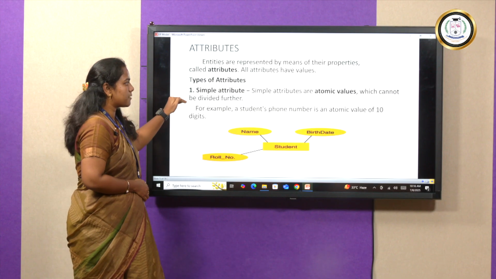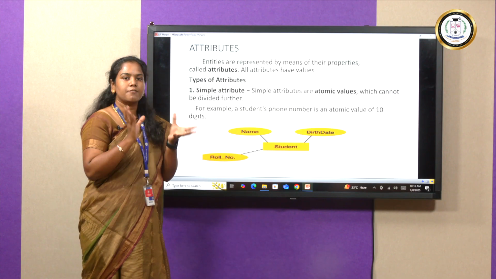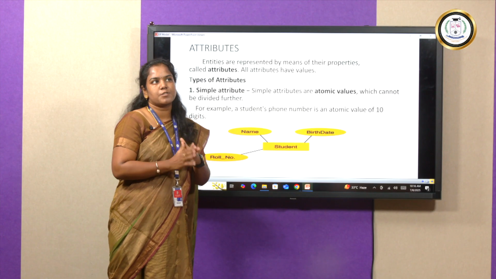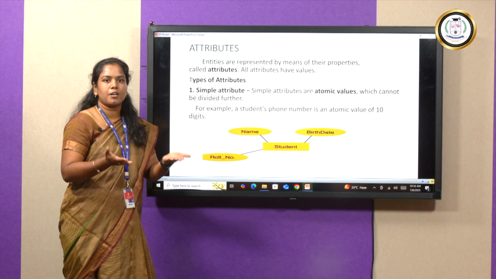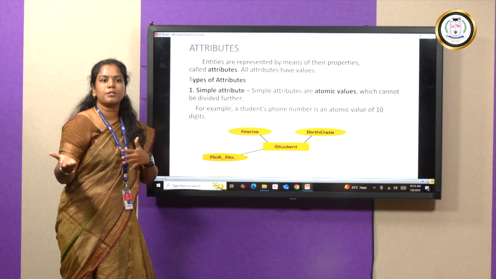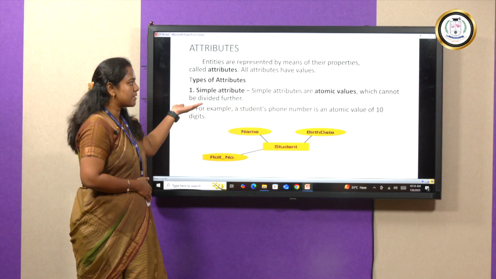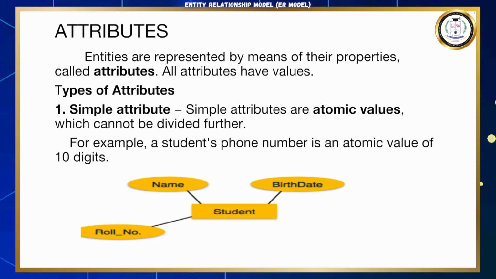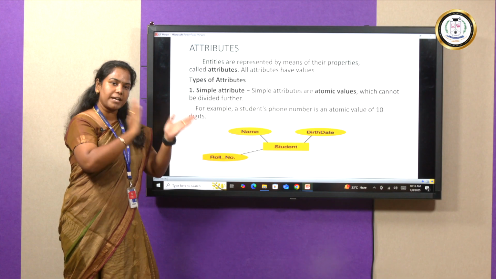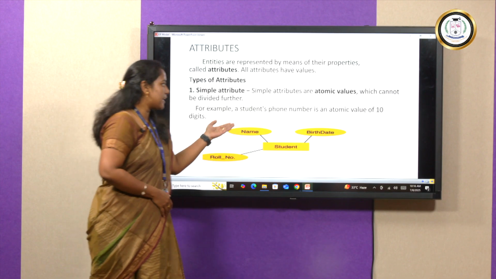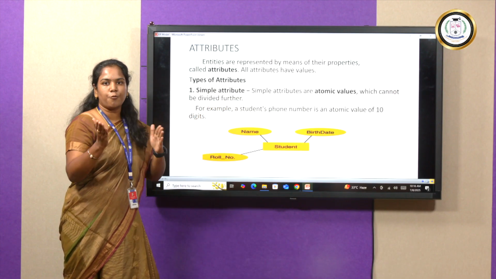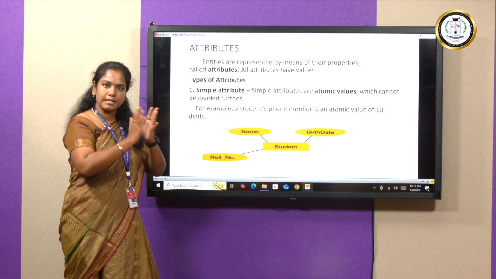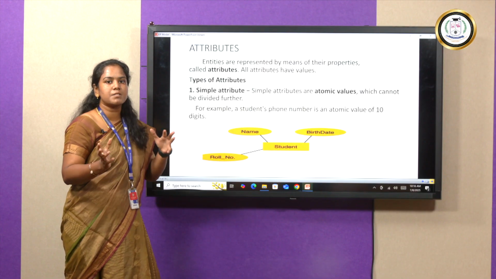First one is a simple attribute. Simple attributes hold only atomic values. Atomic values are the values which cannot be further divided into two or more levels, and they come under a simple attribute. For example, if we take age, it cannot be divided further. If we take a person's weight, the weight also cannot be divided further. If we take a phone number which holds only 10 digits, it cannot be divided further, and that comes under the atomic value.